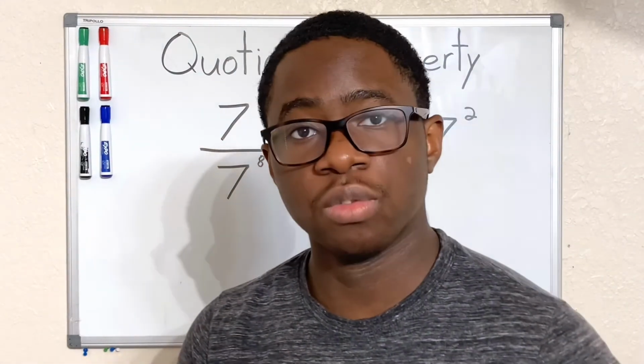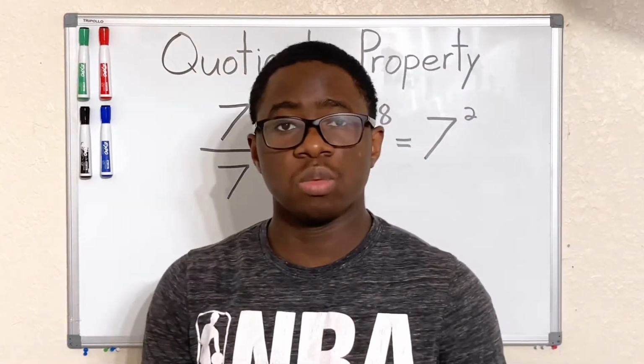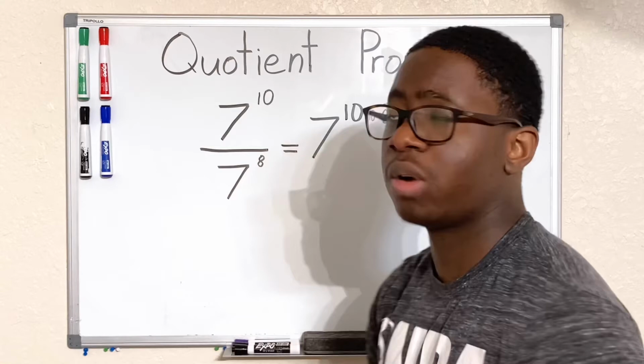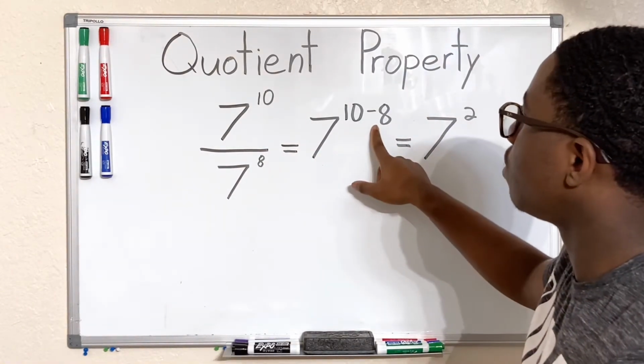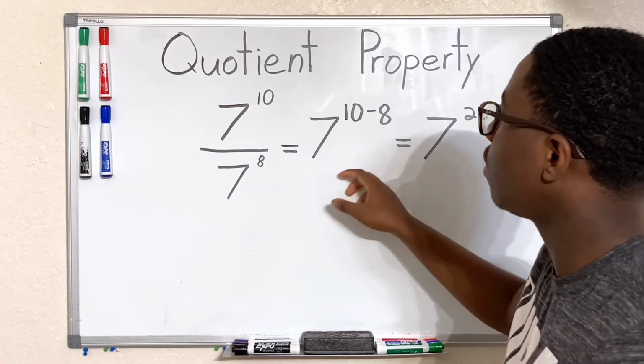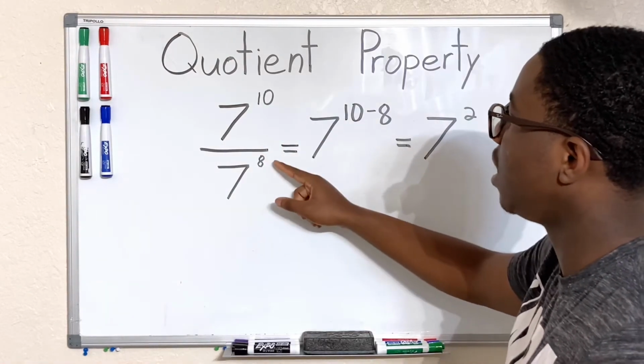Next on our list of rules of exponents, we have the quotient property. It's pretty similar to the product property, the only difference is now we're subtracting. Since this is dealing with division, we're going to subtract, as we see here. So let's start from the beginning. We have 7 raised to the 10th power divided by 7 raised to the 8th power.